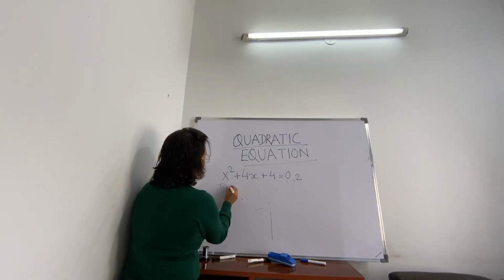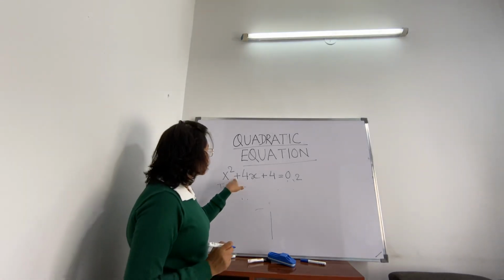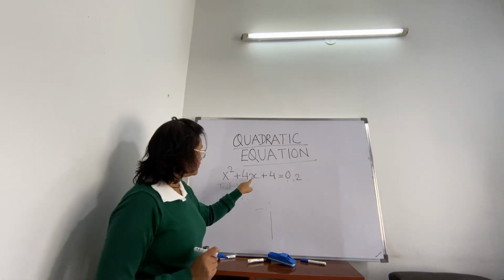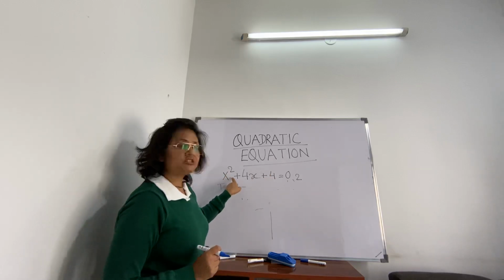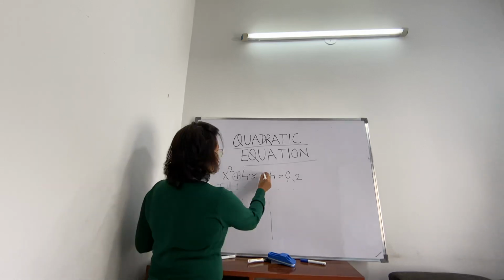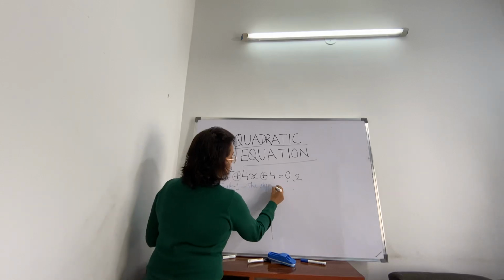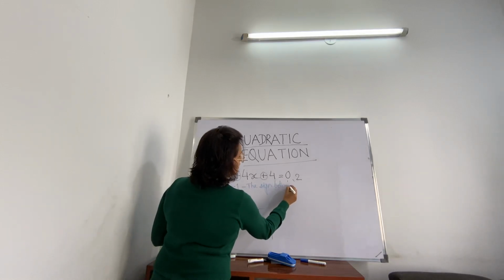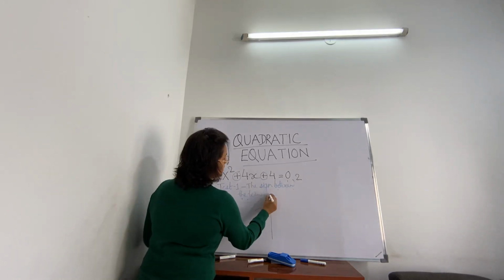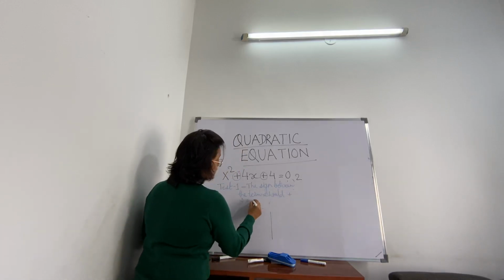Test number 1 says the signs between the terms. What are the signs between the terms? There are terms x squared, 4x, 4. The sign between x squared and 4x is positive. The sign between 4x and 4 is also positive. So, the sign between the terms should be plus or different.